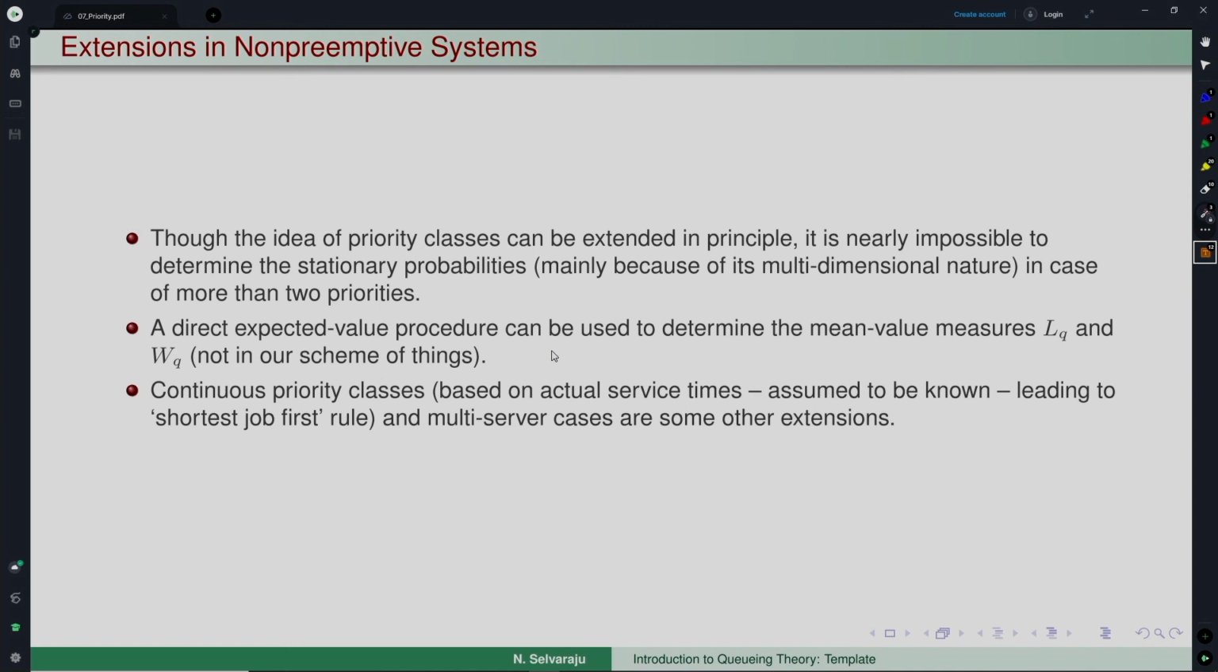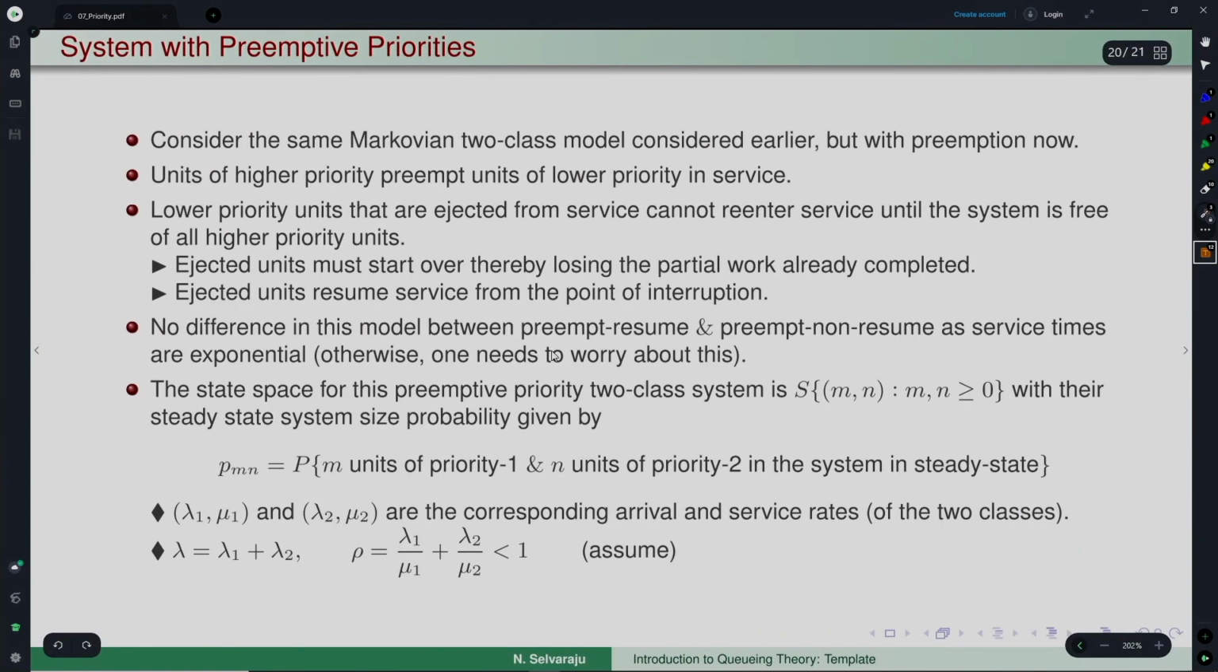So, for non-preemptive systems, whatever we did gives the flavor of how one can analyze a priority system which is non-preemptive in nature, and one can think about extensions on that. Now, the other system, right, we said there are two kinds of priorities, non-preemptive and preemptive. Non-preemptive we have seen. Now, let us briefly look at what could be done for a system with preemptive priorities.